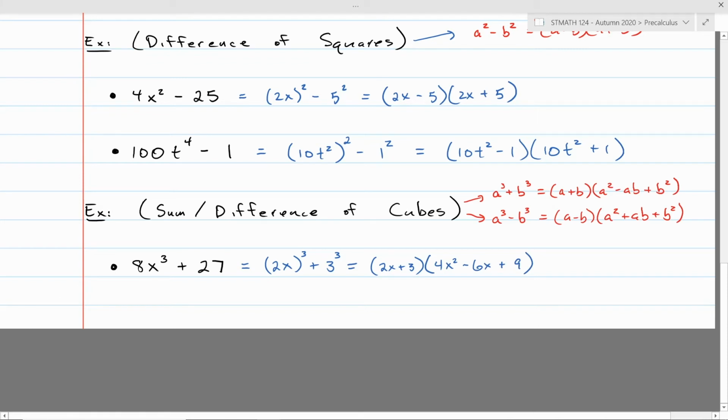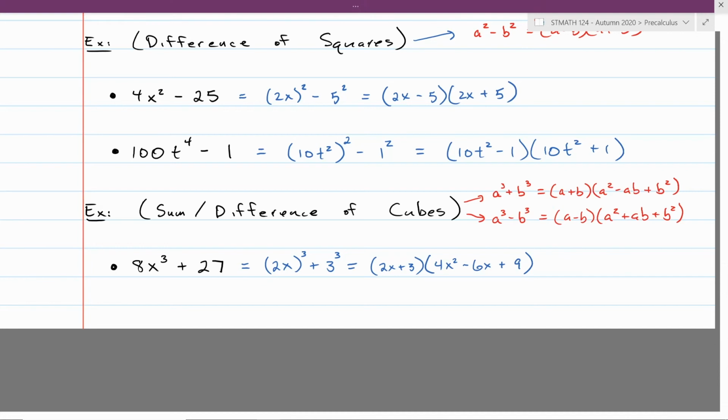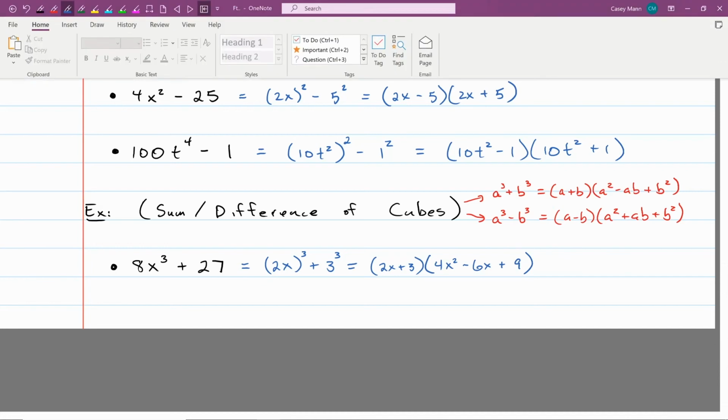And you can multiply that back out and see that it actually does give you the original expression that we started with. I find that students often don't remember sum and difference of cubes, but it does come up, so I think the sum and difference of cubes formulas should probably be committed to memory.